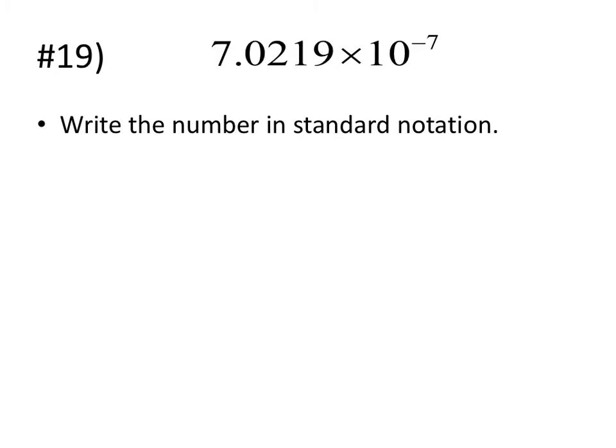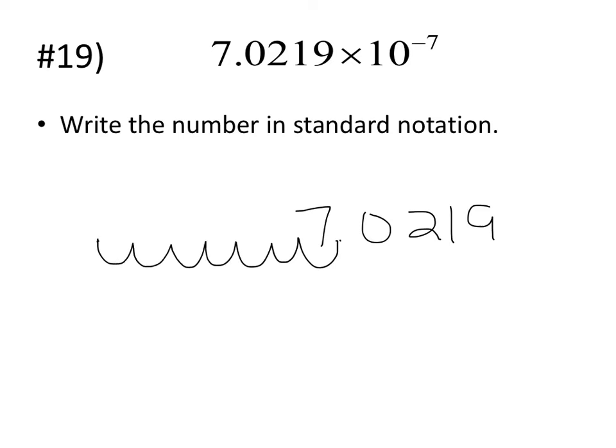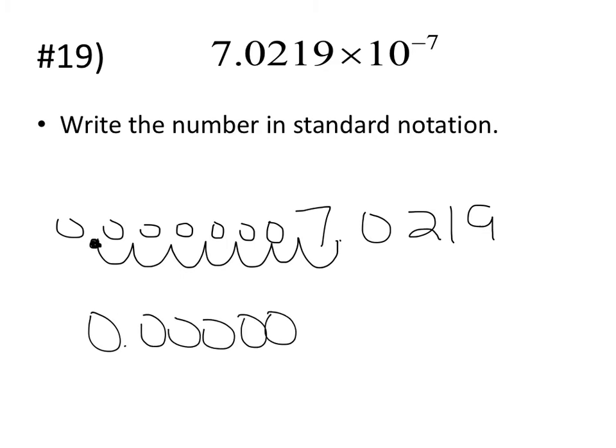Okay, so let's do this one. I've got 7.0219. Because it's negative, I'm going to go to the left. 1, 2, 3, 4, 5, 6, 7. So my decimal place is going to be here. So I need to put a 0 for every humpy. And then you put a 0 in front of it. So it's 0.00000070219.